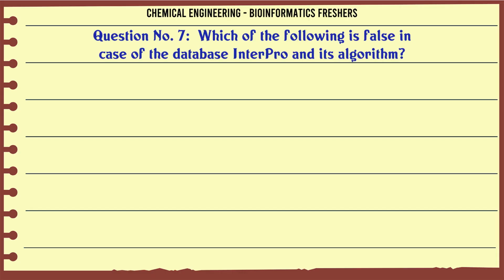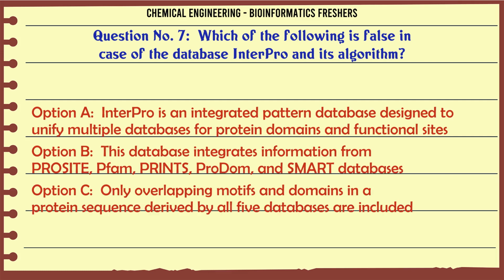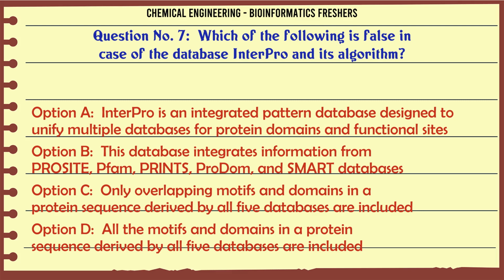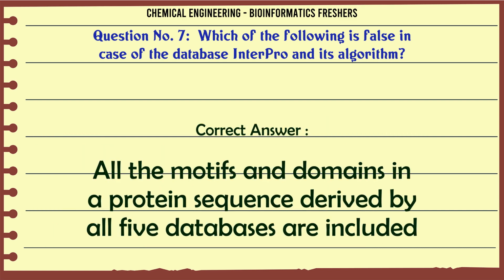Which of the following is false in case of the database InterPro and its algorithm? A. InterPro is an integrated pattern database designed to unify multiple databases for protein domains and functional sites. B. This database integrates information from PROSITE, PRINTS, ProDom, Pfam and SMART databases. C. Only overlapping motifs and domains in a protein sequence derived by all five databases are included. D. All the motifs and domains in a protein sequence derived by all five databases are included. The correct answer is all the motifs and domains in a protein sequence derived by all five databases are included.